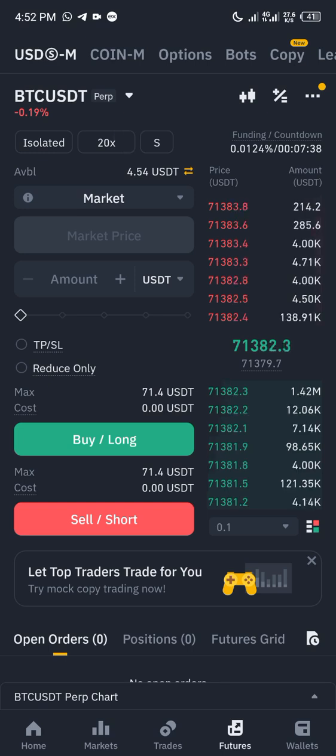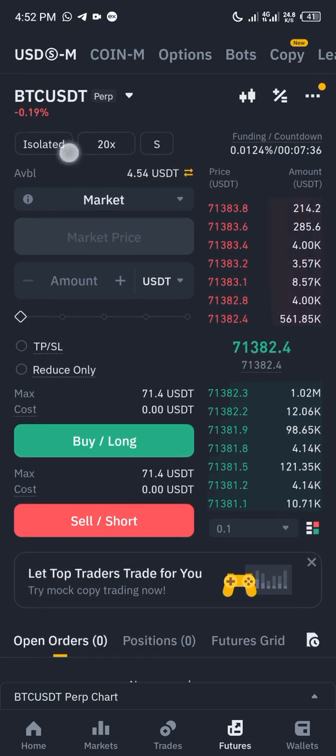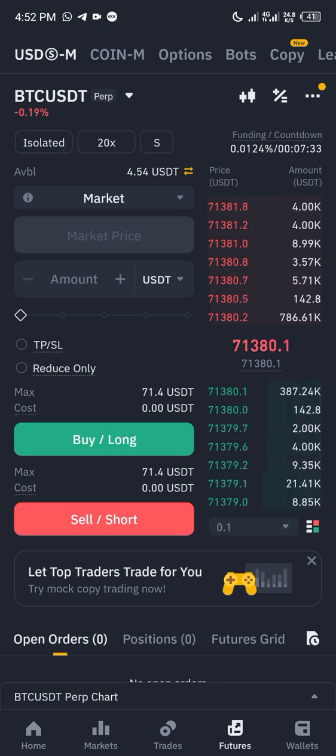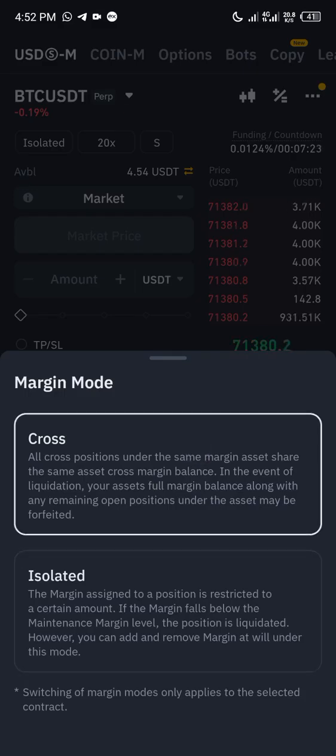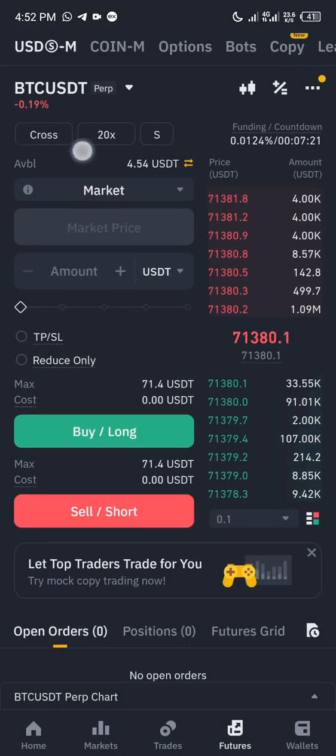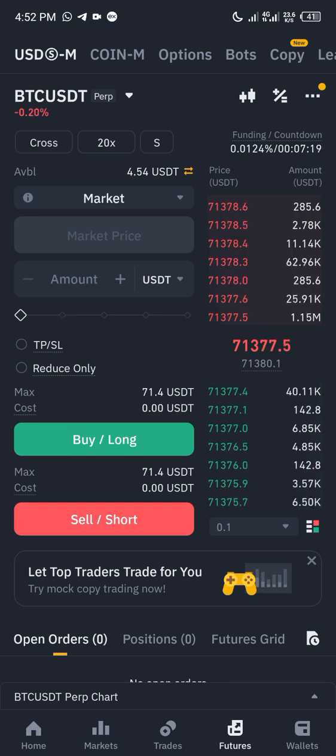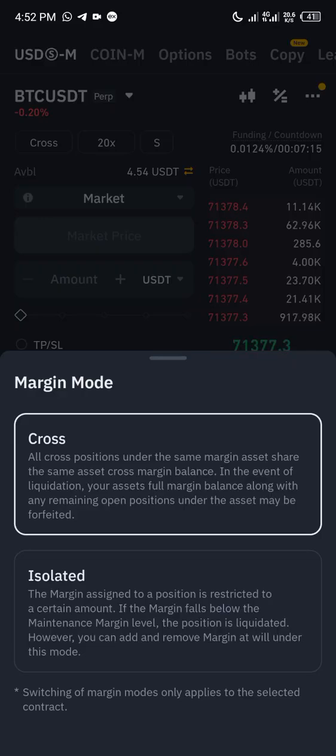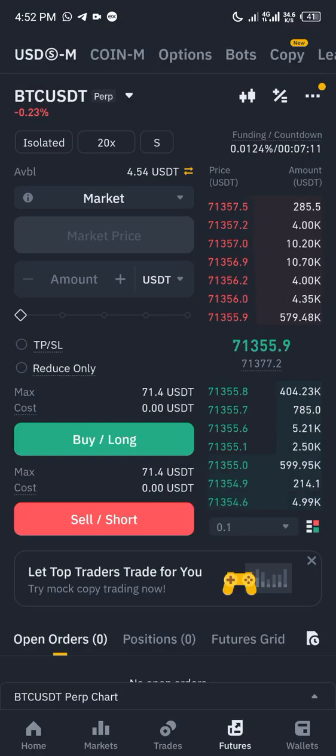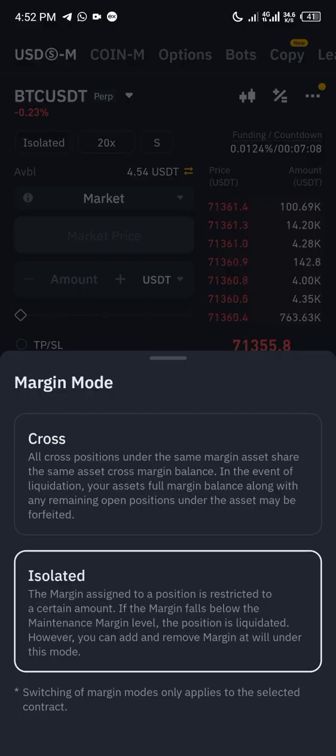So let me now explain the next thing, which is this right here, isolated. It is not only isolated that is present here, but if you select an asset for the first time, it is going to show you cross. It will come like that by default. So when you click on this cross, it is more preferable for you to change it to isolated. Let me now explain the difference between isolated and cross.